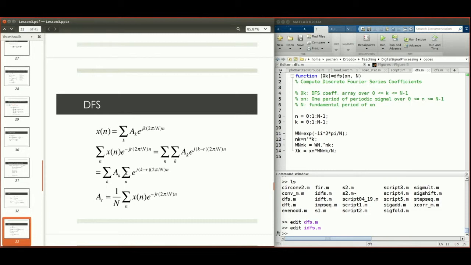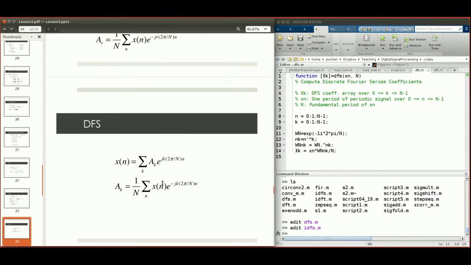So ar times big N equals this side of the equation. That's this term. So ar equals 1 divided by big N, times the summation of xn e to the minus jr, 2 pi over big N, times n, because k equals r. So you can replace r with k. Eventually what you have obtained is ak equals the same expression with r replaced by k. It doesn't really matter which index you actually use.